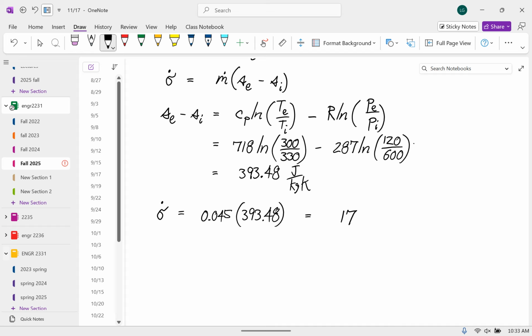And that is 17.71, which is in joules, well, with the seconds, this is going to be watts per Kelvin. And if that came out negative, something would have been wrong. That entropy production can never be negative, but this one makes sense.